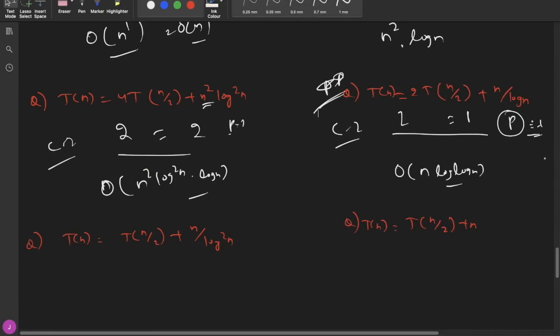In the second case, if the p value is minus 1, then we have to represent log n. Otherwise, we can ignore that logarithm part if it is less than minus 1. If it is greater than minus 1, then no need to worry about that. Write the whole right hand side part and multiply log n to that side.